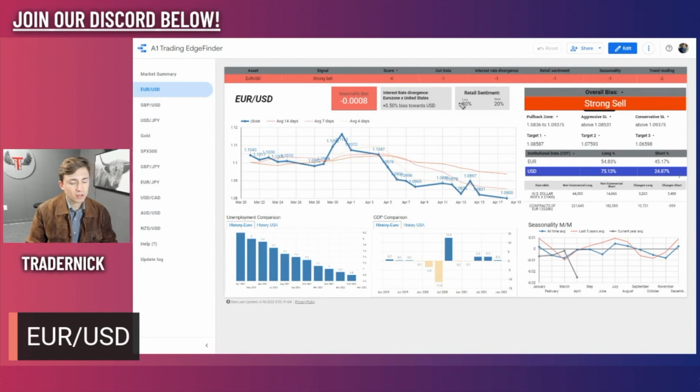We can look at this thing on several different instances. COT data is negative. We have strong bias towards buying USD. Interest rate divergence, 0.5% towards the US dollar, as Europe has a 0% interest rate and the US has a 0.5% interest rate. That gives me a bias towards USD. Retail sentiment, retail traders are going long on the pair. So I am looking more to be short on the pair, right? Going against that crowd because the crowd tends to lose. Seasonality, right? We go through this.